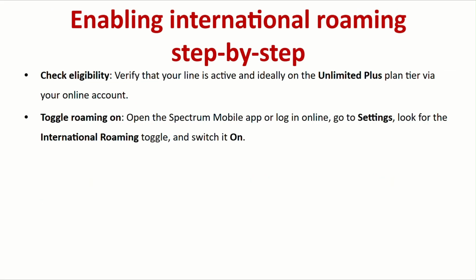Enabling international roaming, step by step. Check eligibility: verify that your line is active and ideally on the Unlimited Plus plan tier via your online account. Toggle roaming on: open the Spectrum Mobile app or log in online. Go to settings, look for the international roaming toggle and switch it on.